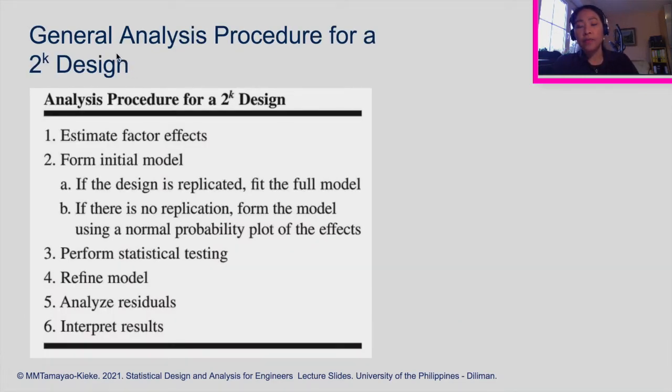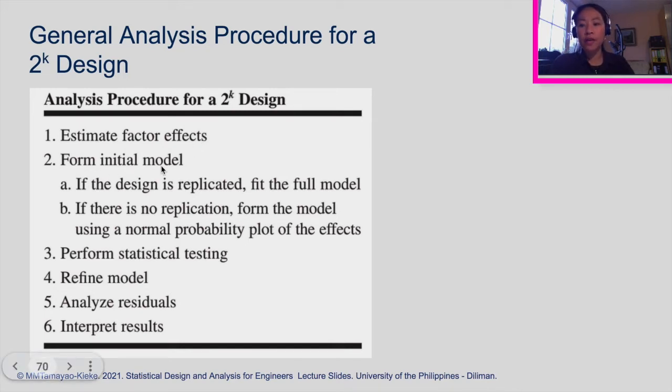All right, so in analyzing a 2 to the k factorial design, you can follow this general analysis procedure recommended by Montgomery. So the first step is basically to estimate the factor effects. That means that you estimate the magnitude and also examine the signs. So you will want to ask which of the effects are important, and what is the direction of improvement given the signs of the effects.